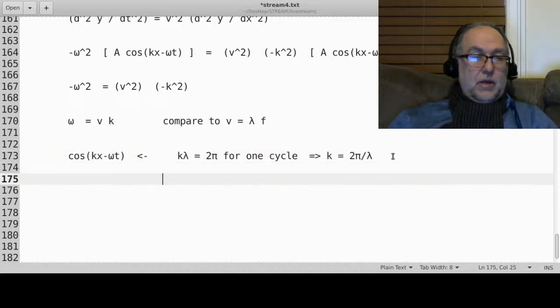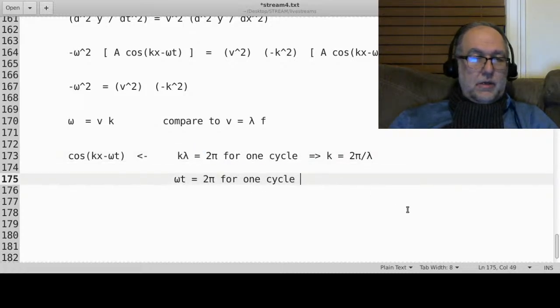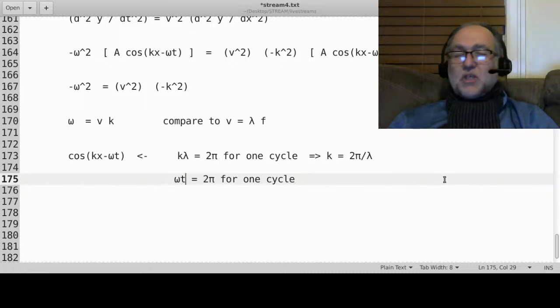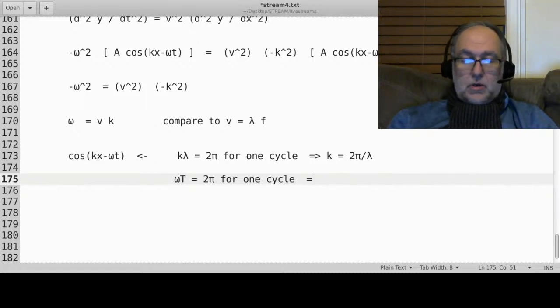Okay, what about the other one? Well, the other one now is going to be omega t. That has to be one complete cycle. But for one complete cycle, we get this: omega t is equal to 2 pi. But we have a special name for t when you have a complete cycle. One complete cycle in time is the period.